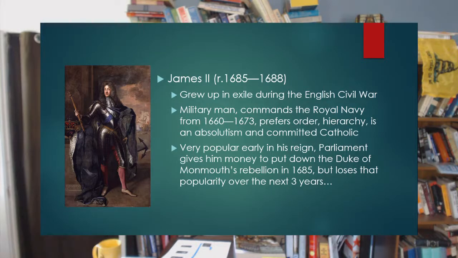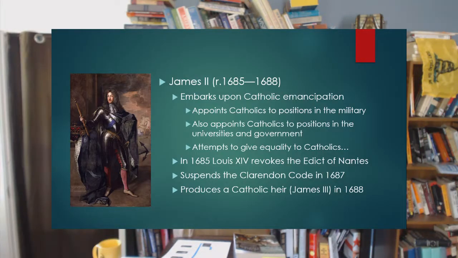After he converts, his brother James II becomes king. James II is Catholic. He's openly Catholic. He's a military man. He's popular at first, but later on he loses his popularity. He appoints Catholics to the military. He appoints them to the university and government jobs. He attempts to give equality to Catholics.